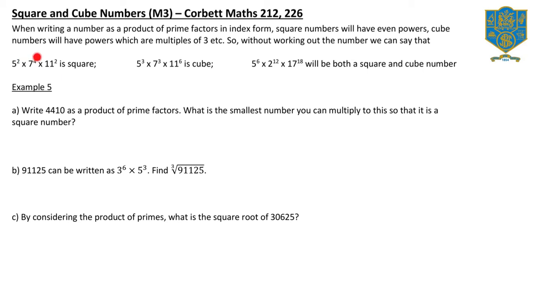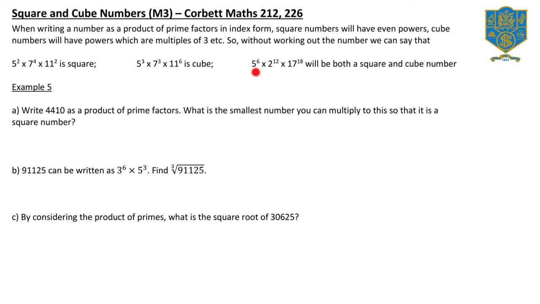And because the 2, 4 and 2 are all even, that means that 5 squared times 7 to the 4 times 11 squared is a square number. If we look at 5 cubed times 7 cubed times 11 to the power of 6, the power of 5, the power of 7, and the power of 11 are all multiples of 3. That means that this number, whatever it happens to be, is a cube number.